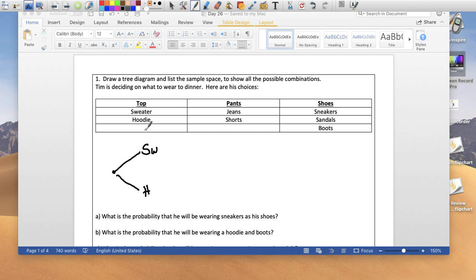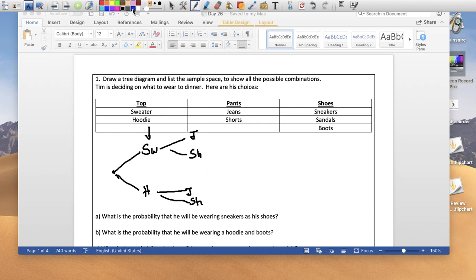Now, for each one, I have two things happening. On the second one, I'm going to have two things happening as well for each of my two choices. So here I'm going to have two choices, jeans and shorts. And I write shorts, SH, and jeans and shorts. And then for the last one, you have three choices. So for each of these, you're going to have to put three.